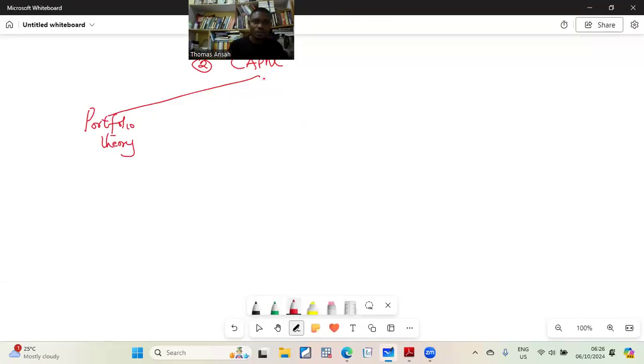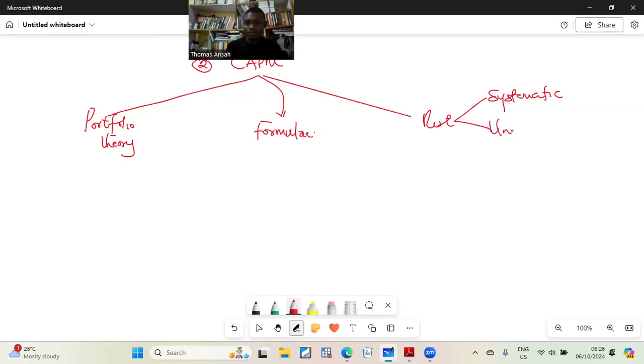Then we will also look at what we call the CAPM formula, which is usually the one that we need in terms of calculating the cost of capital. Then lastly, we will look at risk, which is divided into systematic risk and unsystematic risk.